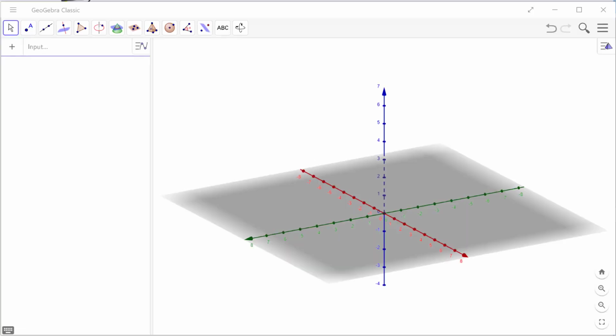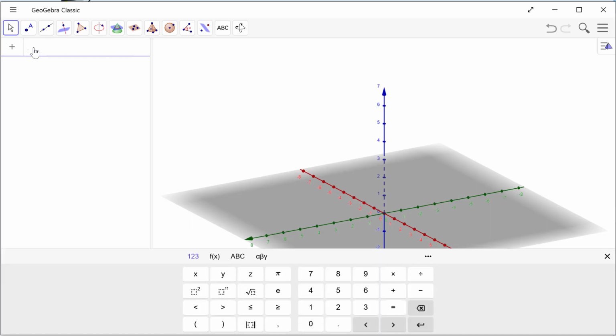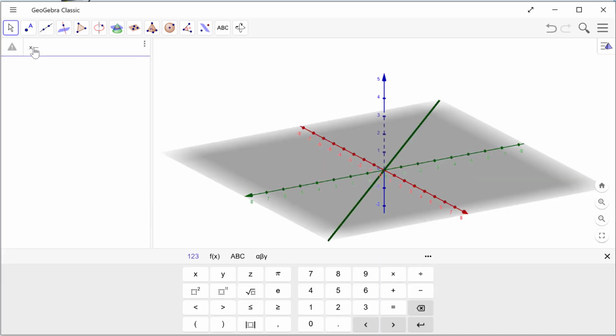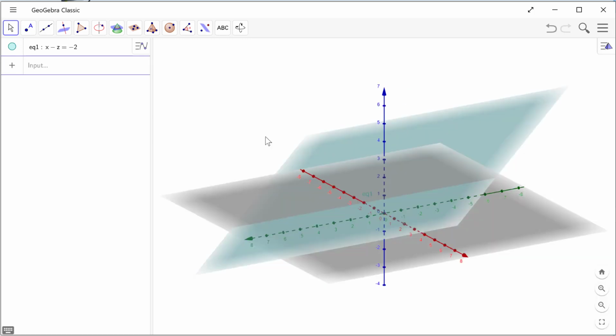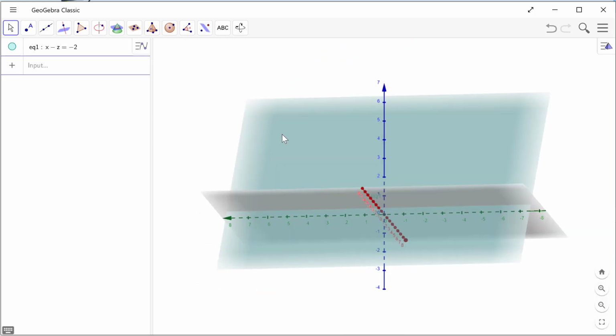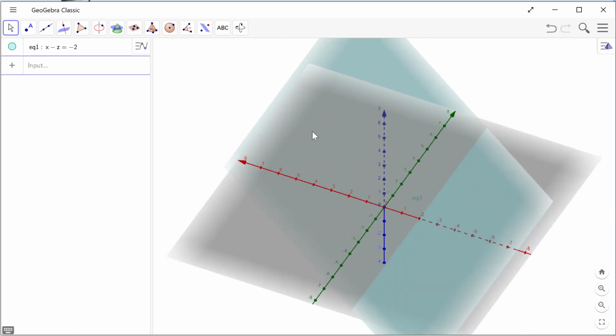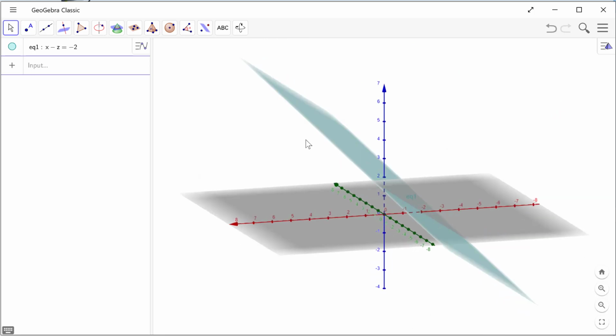So now that we have these results, let's graph it. Let's graph the plane that we just got, x minus z equals negative 2. So we got this green one. This is the plane we obtained.